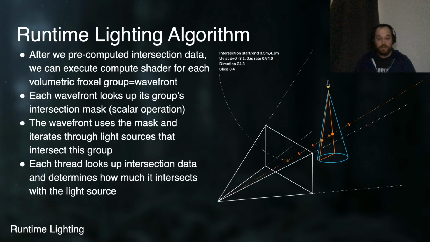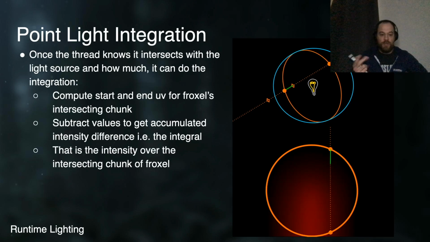After pre-computation is done, whenever we're executing an 8 by 8, 64-thread wavefront, it looks up the group within that slice for which light sources you are intersecting with. It has to be a scalar operation to make it efficient. We loop through the light sources that particular group is intersecting, and we evaluate very quickly using that intersection data. We can reconstruct where that Froxel is relative to the light source and what it's actually intersecting with. And then we do the lighting.